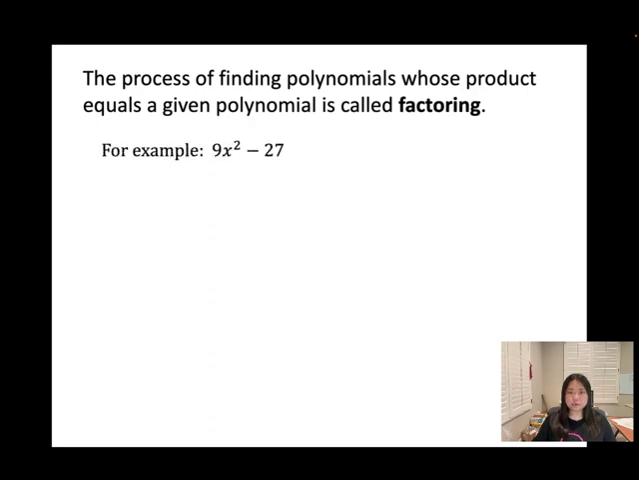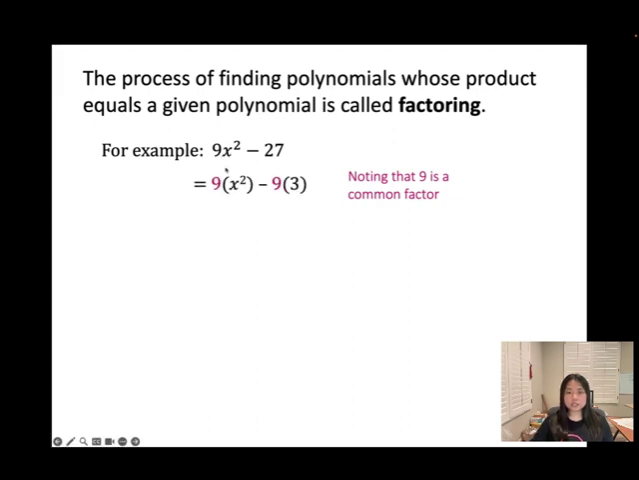Look at this example, 9x squared minus 27. This is a binomial. Think about it. What is the common factor? We do have a 9 here, we do have a 27. So you can know that 9 is going to be the common factor.